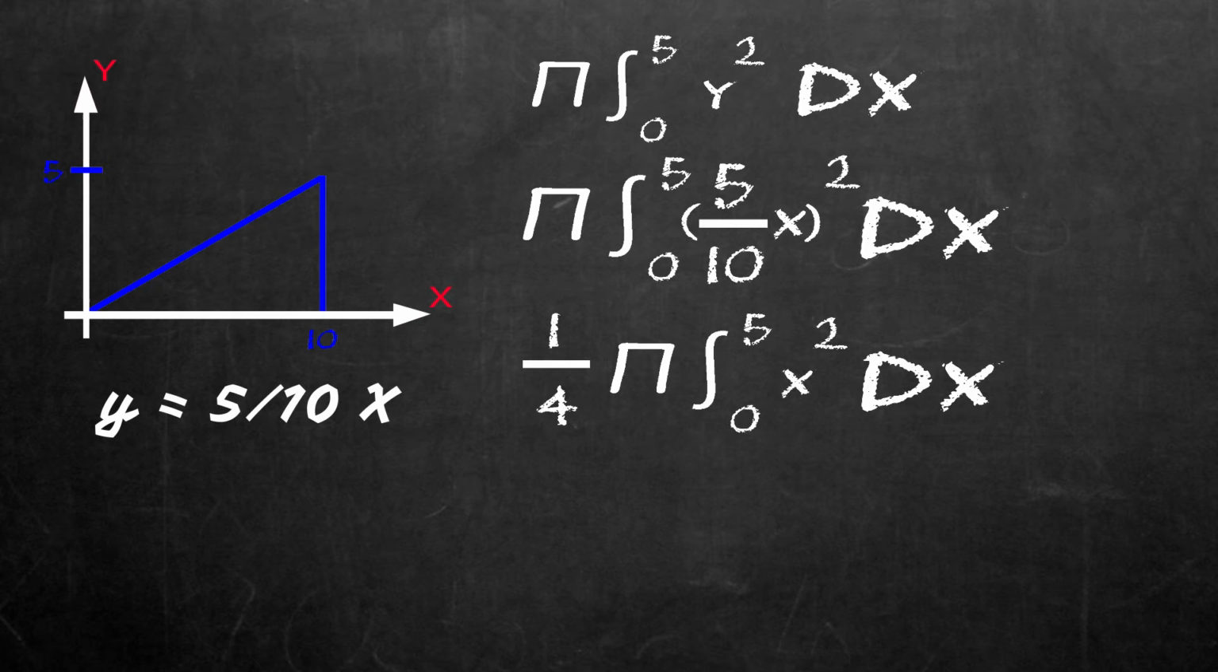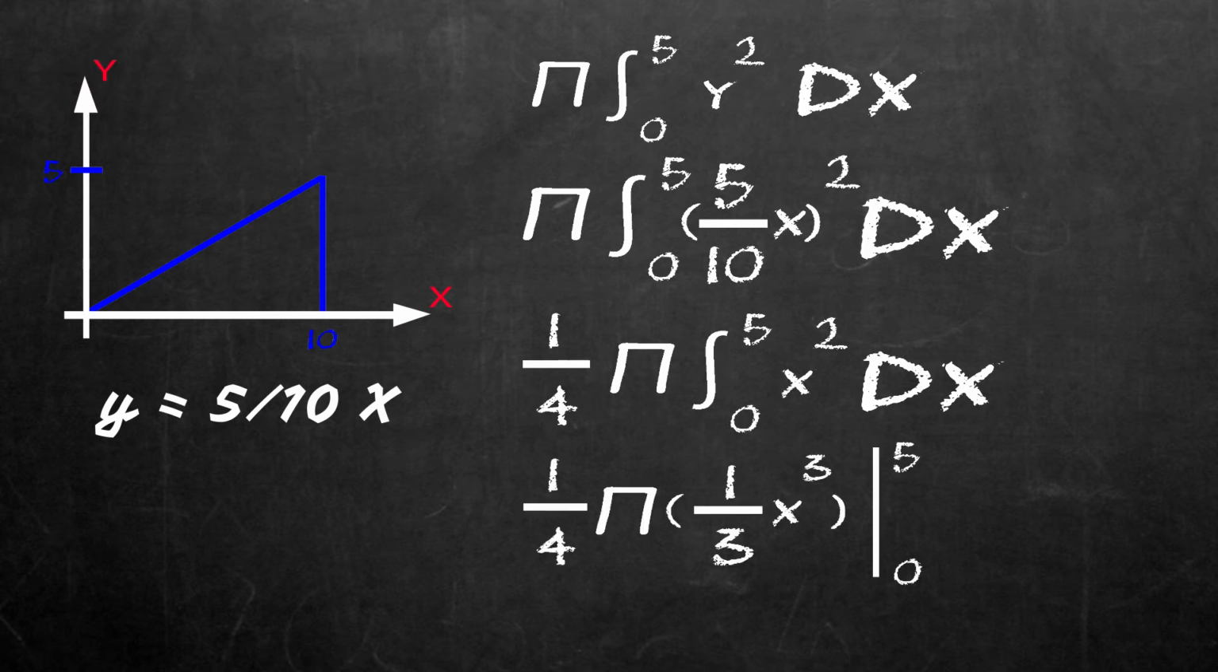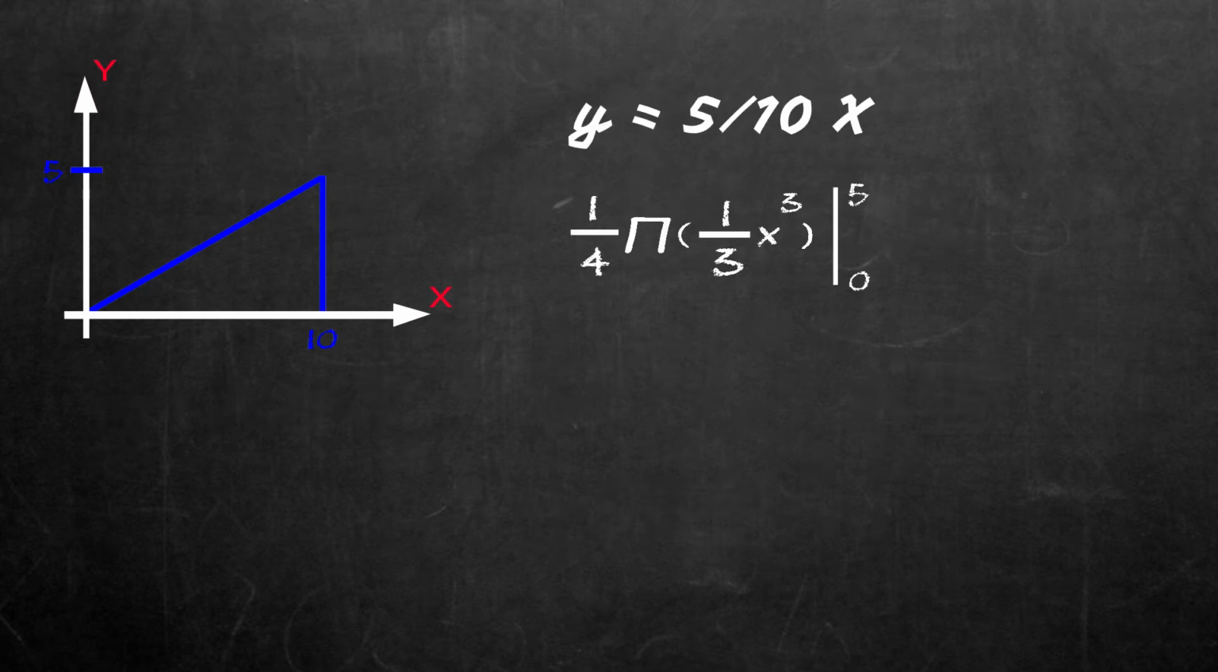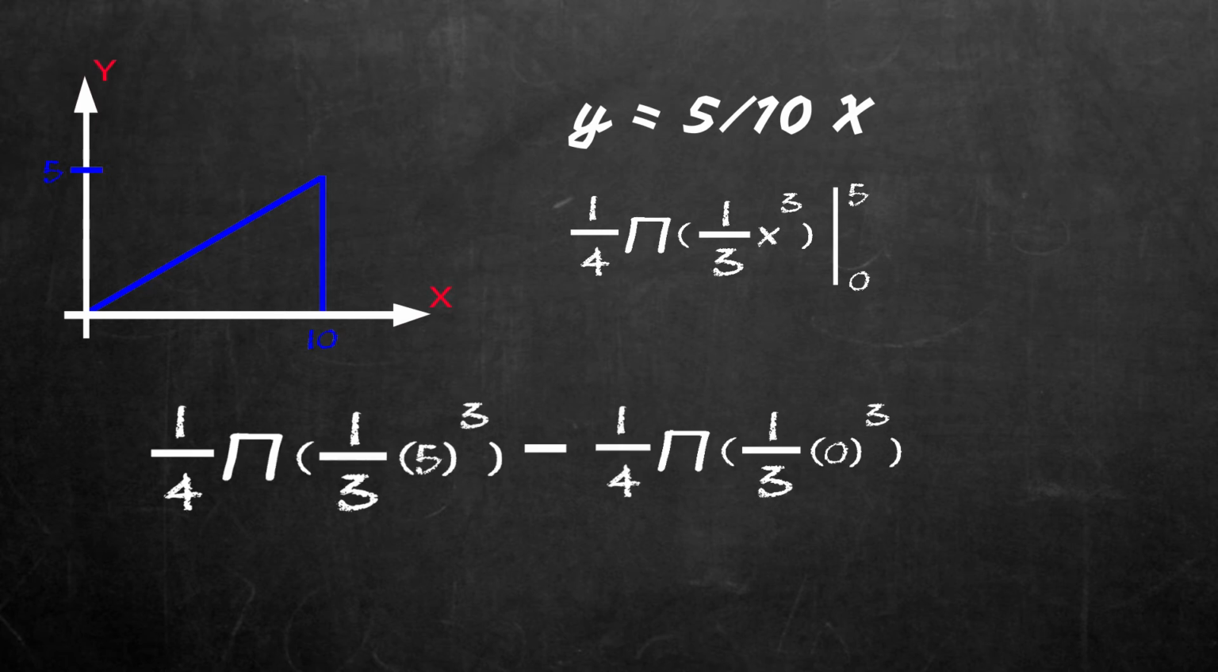Then we integrate the x squared dx, so that it will become 1 over 4 pi open bracket 1 over 3 x cubed close bracket. Now we replace the x in the equation before with the limit, which is 5 and 0, and then minus. Then we calculate it, so the answer is 125 over 12 pi.